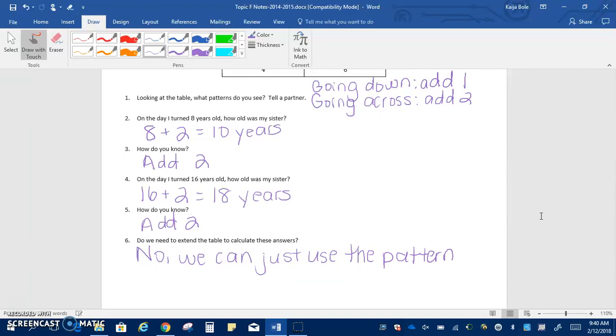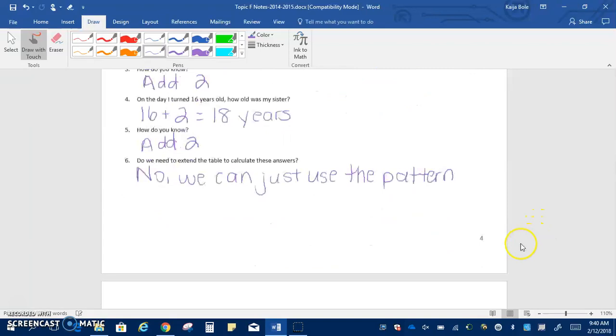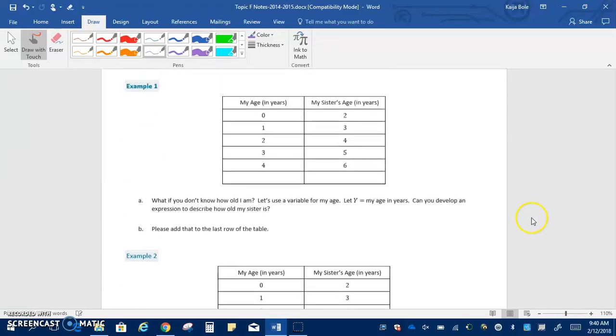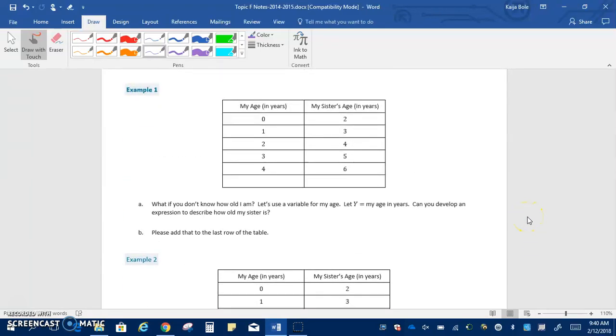All right, so for that first example, we were just using patterns that we found. Now if we go onto the back page, we're going to use expressions to help us with those patterns. This is the same scenario as on the front side, the same table, but now we have an empty bottom row.